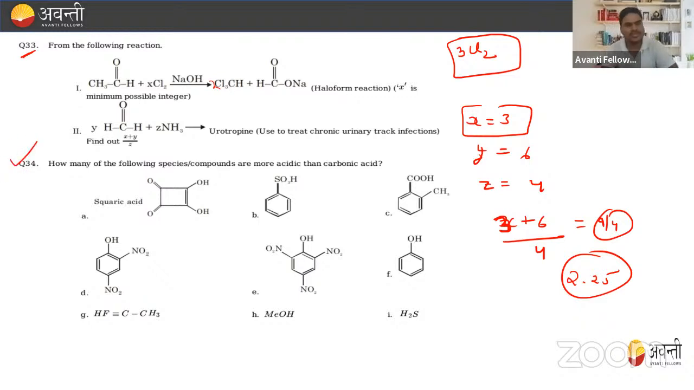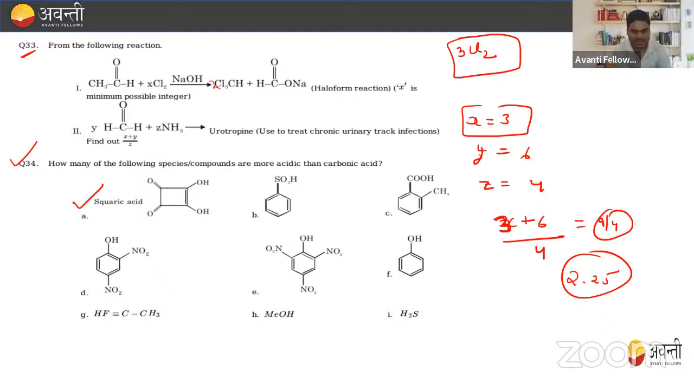Now move to the next one, that is 34. How many of the following species or compounds are more acidic than carbonic acid? So you have to identify how many of the following are more acidic than carbonic acid, right? The first is this, that is A, squaric acid. As you see, this is in the form of a square, so it is also known as squaric acid.